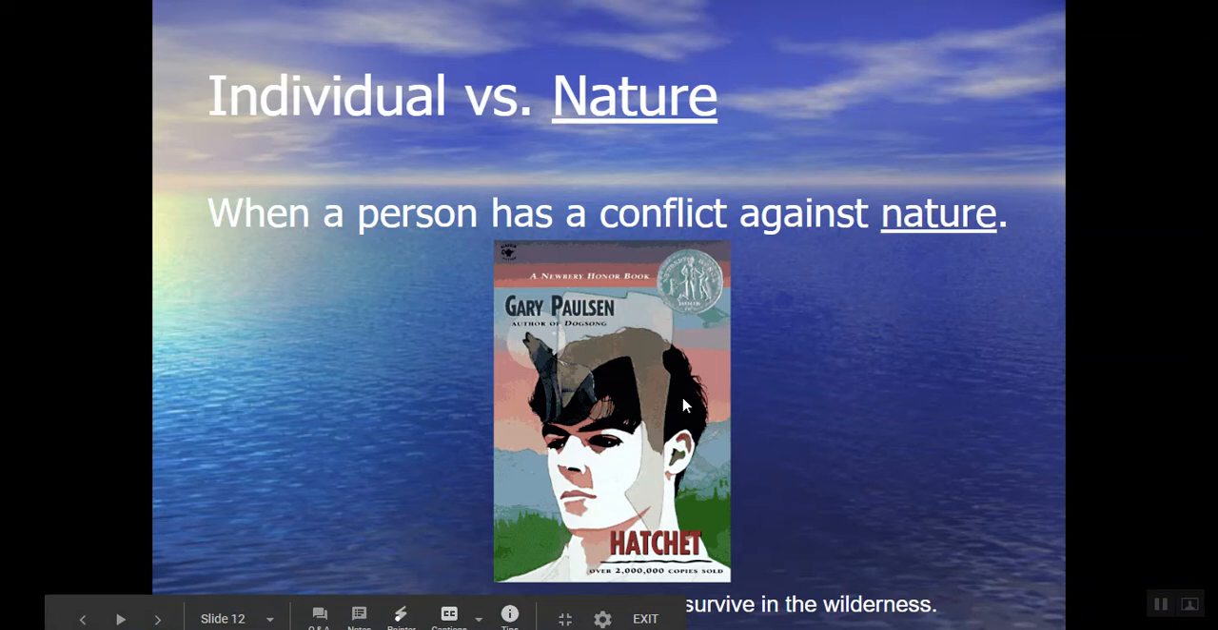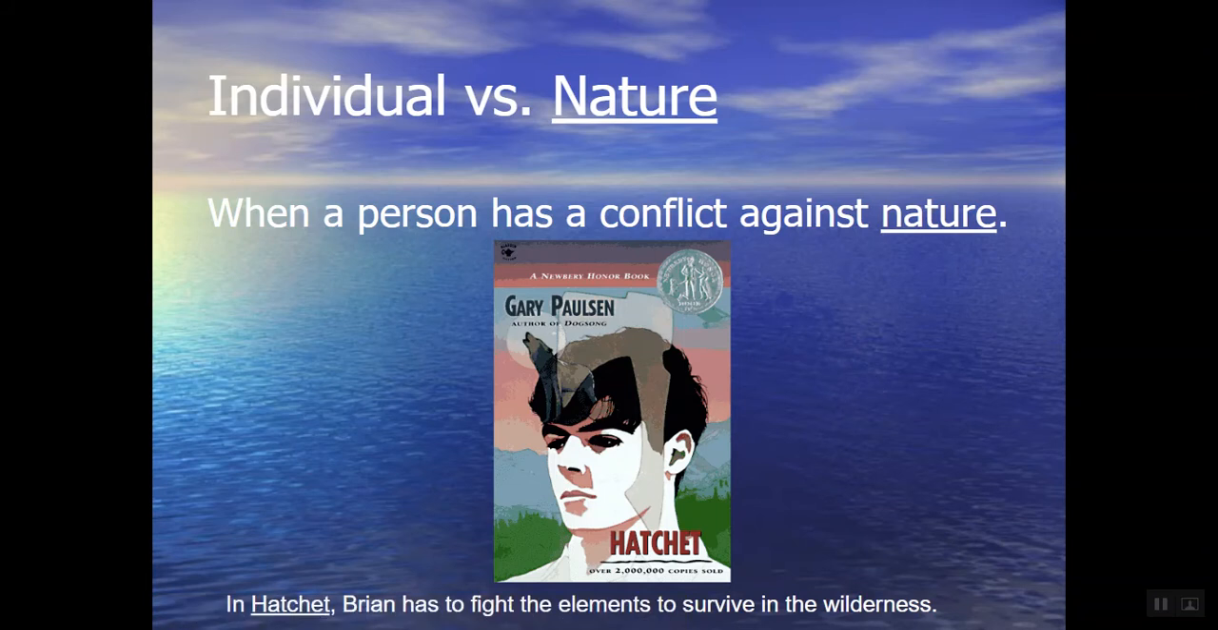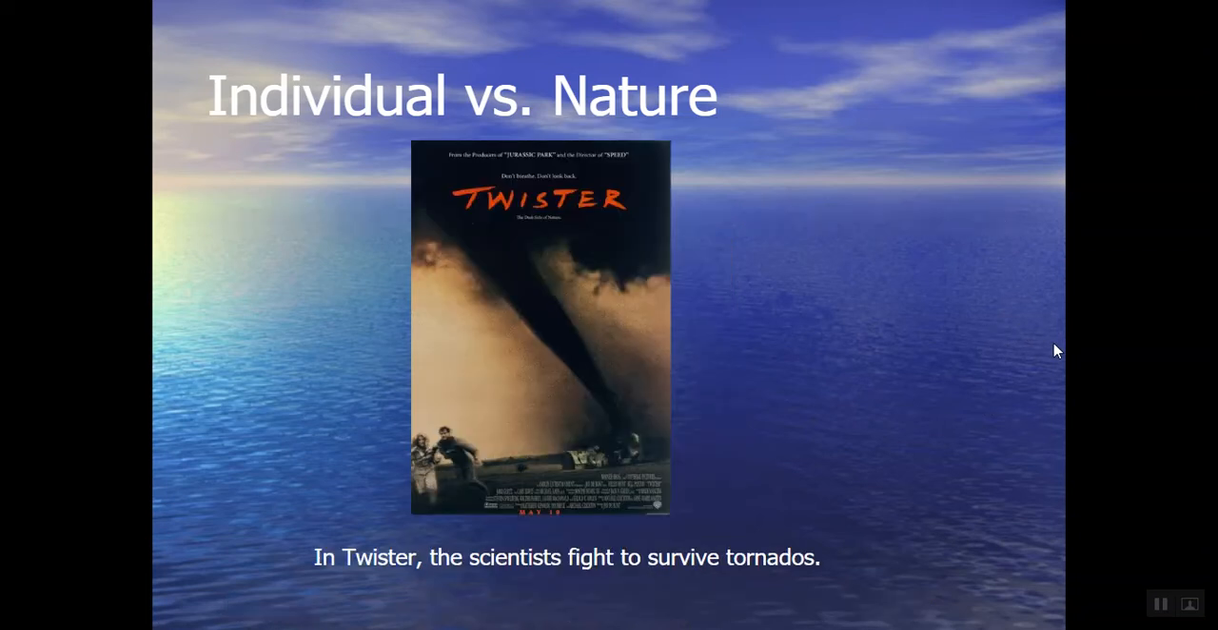In this book, a boy is going to visit his dad who lives in a really remote part of Canada, and he has to take a small plane to get there. On the way something happens to the pilot and the airplane crashes, and he is left in the wilderness to try to survive. All he has is a hatchet, which is like a miniature axe. So Brian has to fight the elements to survive. It's a great book.